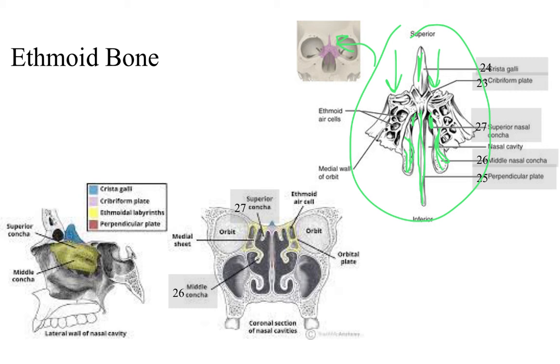All right, so here is another view. Here's your superior concha, or middle concha. Down here, you actually have your inferior nasal concha, but they are separate bones. They are not part of the ethmoid bone. So superior and middle, part of the ethmoid. Inferior, not part of the ethmoid.